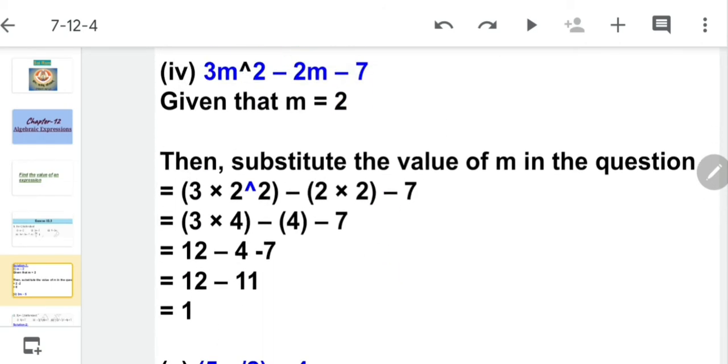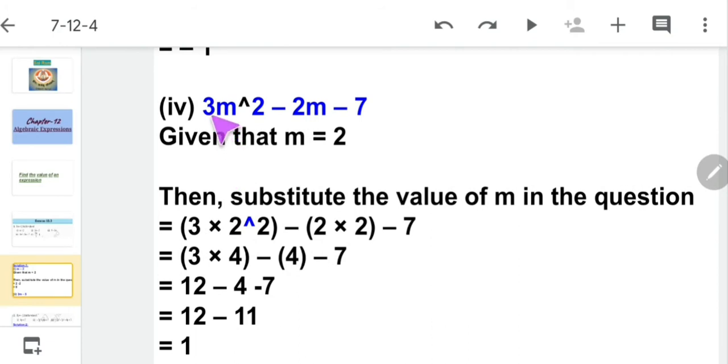Let's see part 4, in which we have 3m to the power 2, that means we have power 2 on m, then minus 2m, then minus 7. So we have to place 2 in place of m. Now we have 3 into 2, and this 2 in place of m has a power 2, minus 2 into m, that is 2 into 2, and then minus 7. So first we have to solve the power. 2 to the power 2 gives us 4. Okay. So it will become 3 into 4.